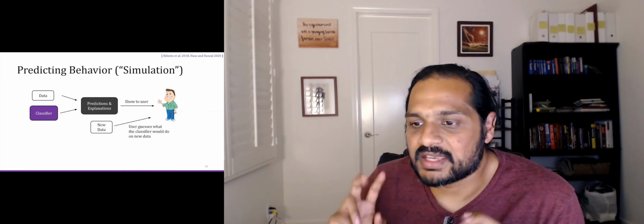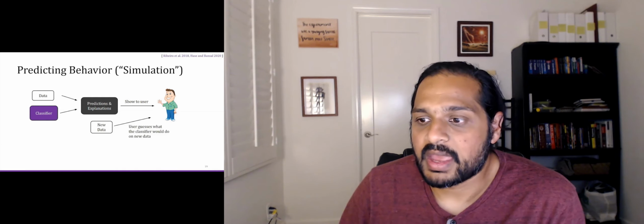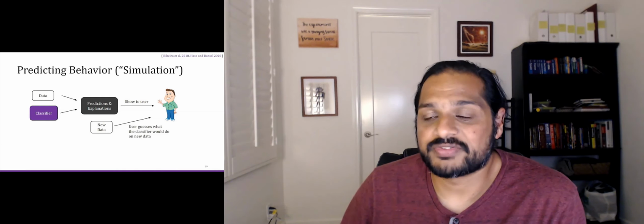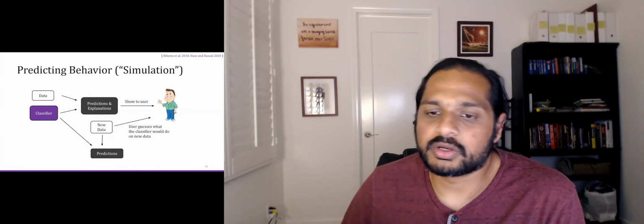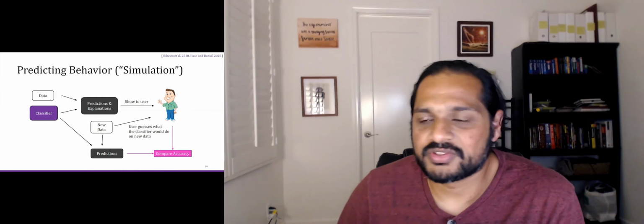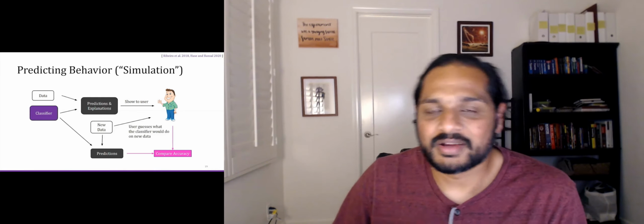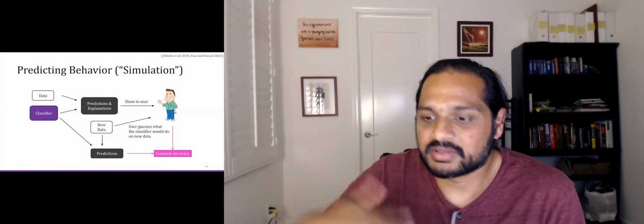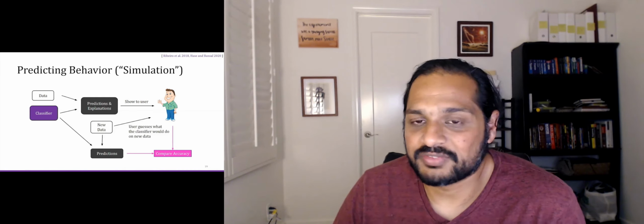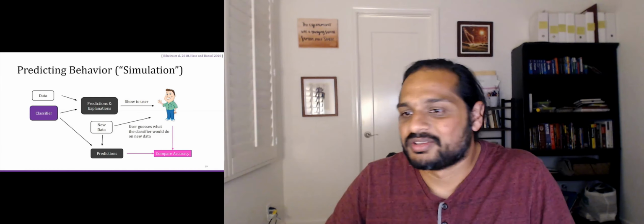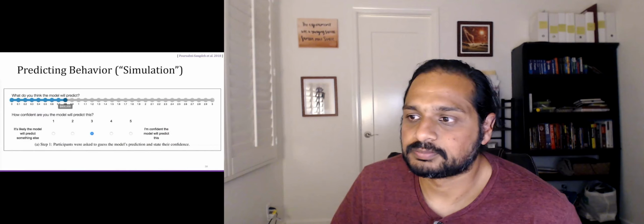Then at test time, you give the user some new data that they haven't seen before and ask the user to guess what the classifier would do on this new data. Then later on, you can actually run the classifier on this new data and see what the classifier actually did, and compare the predictions to see how accurate the user was. And if the user understands the model through the explanations, this would be really high. Otherwise, it'll be pretty low.